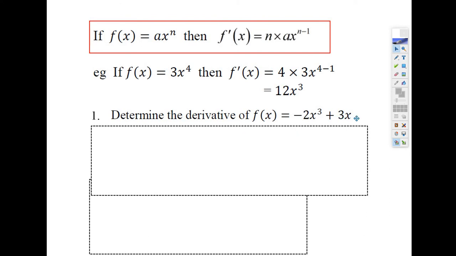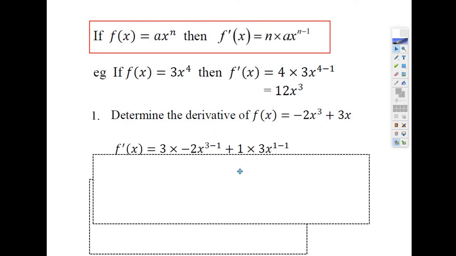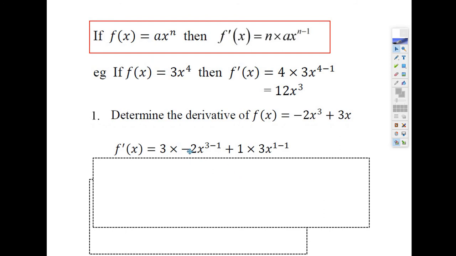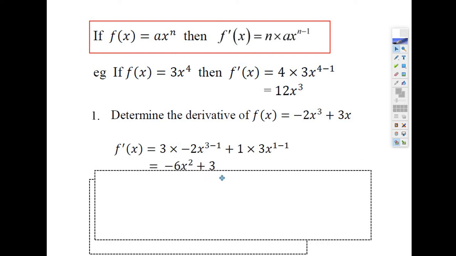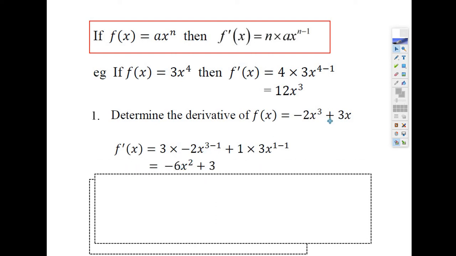Minus 2x cubed plus 3x. Well, you go 3 times minus 2, which would give you minus 6, and then you subtract 1 from the power. So that's minus 6x squared. But what about 3x? Well, there's really a 1 there. So you go 1 times 3, but you go 1 minus 1. Well, that's 0, and x to the 0 is just 1. So when you have 3x, the gradient of that function is just 3.